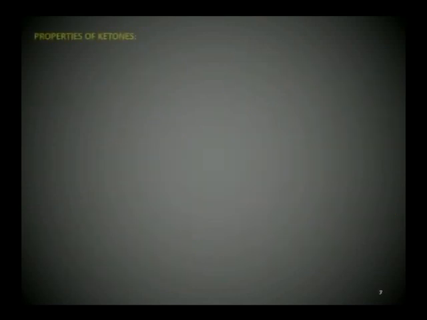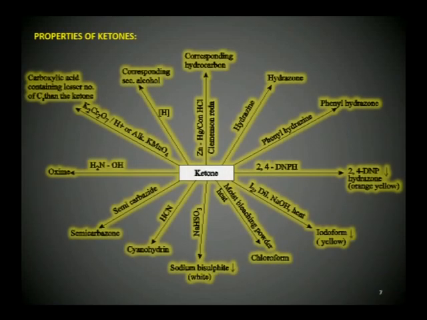Now let us see the properties of ketones. So here also we shall go on with ketone in the center, and let us see the properties in a clockwise direction. So here the first reaction, that is when ketones are reduced in the presence of zinc amalgam and concentrated HCl, we get corresponding hydrocarbons. This reaction is called Clemmensen reduction.